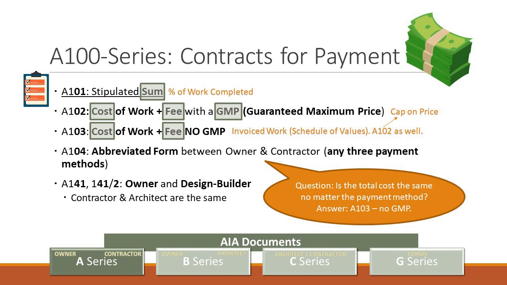So think about it this way: you have that G702 document that I talked about, a spreadsheet with all the line items: concrete, rough carpentry, finished carpentry, electrical, mechanical, all the listings of the types of trades. And it's going to say concrete for this project, $100,000.